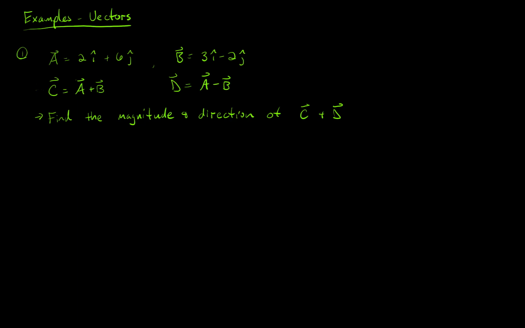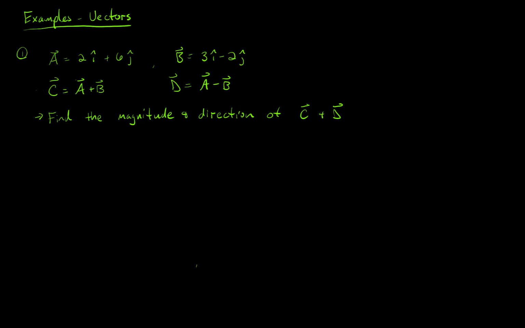Let's run through some quick examples using what we learned about in the vectors video. In the first example, we have two vectors, A and B, written in unit vector notation. Then we're going to define two more: C is going to be A plus B, and D is A minus B. What you need to do is find the magnitude and the direction of both C and D. So go ahead and pause and do that.